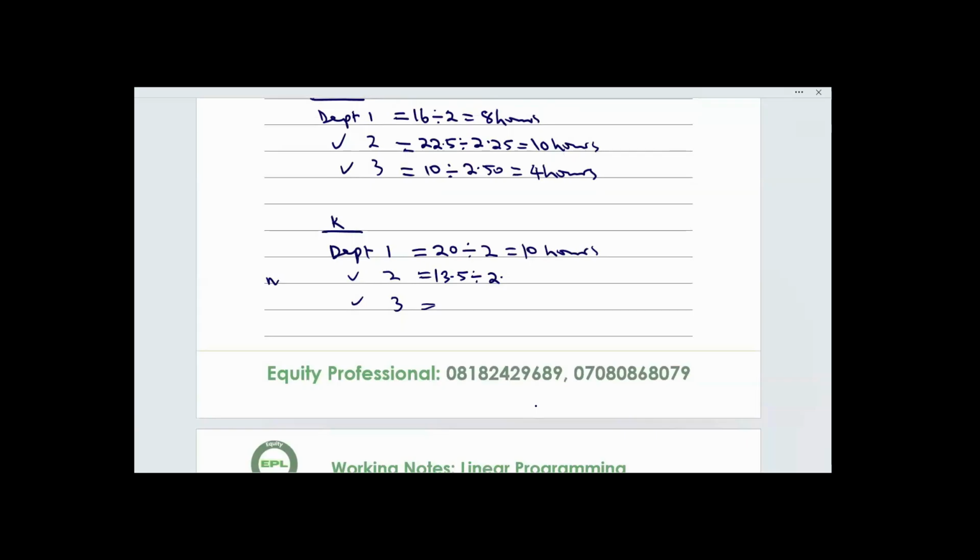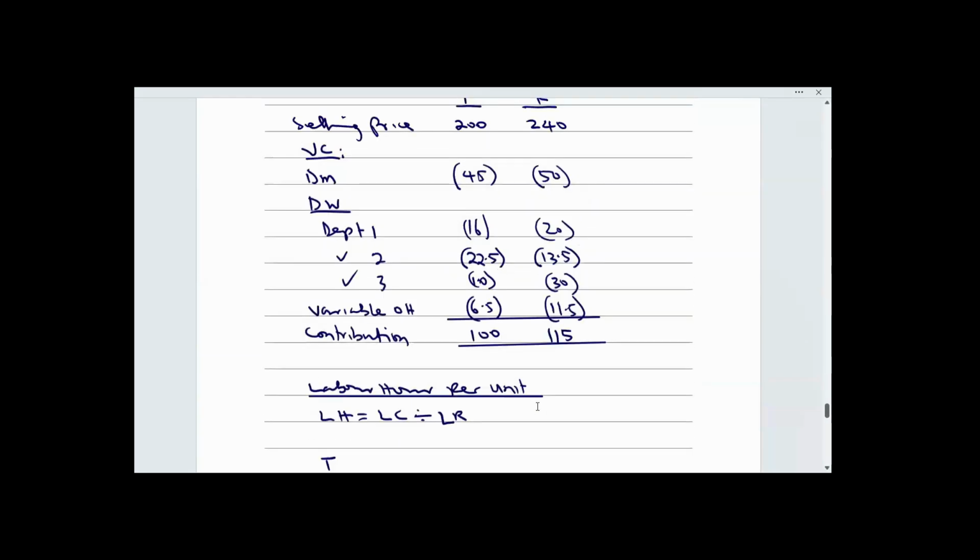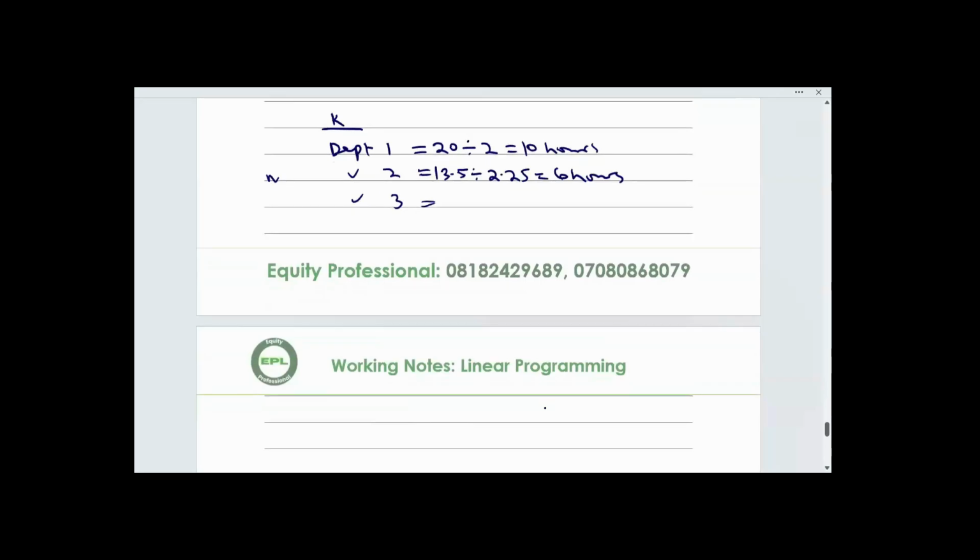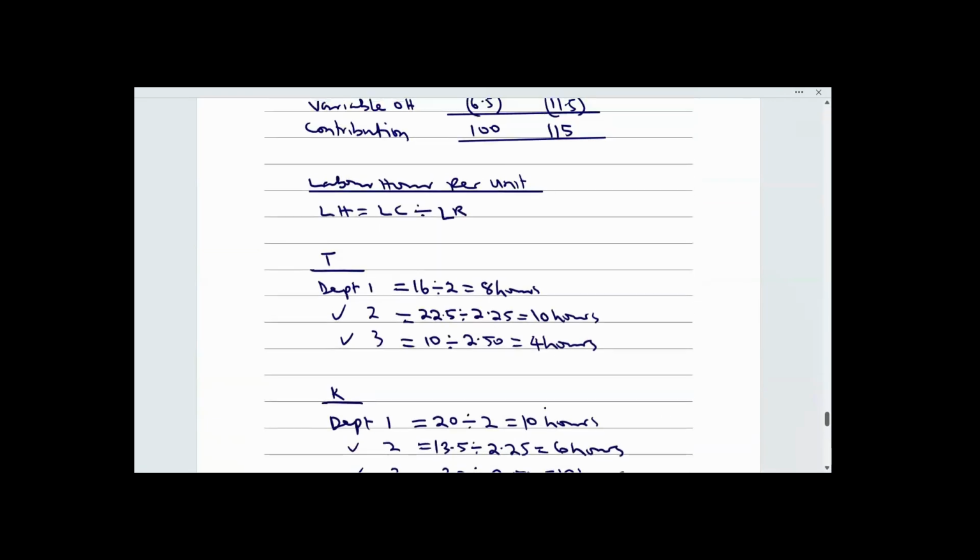What's wrong? 13.5 divided by 2.25. So this should be what? I think that's 6. This is 6 hours. Then Department 3 direct wages is 30. So here is 30 divided by 2.50. This should be 12 hours. Okay, so I can then go and indicate it.